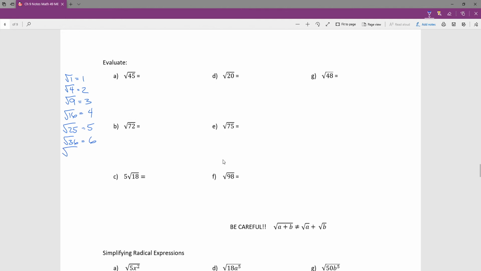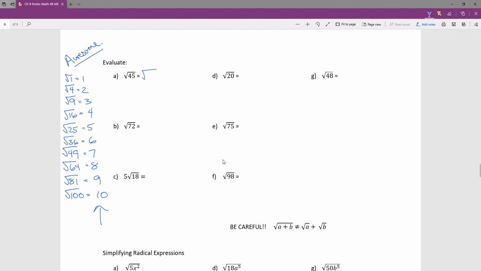I'll keep going. What am I at? Square root of 49 is 7. Square root of 64 is 8. Square root of 81 is 9. And the square root of 100 is 10. Anything more, maybe we could use our calculator. So this is my list of awesome. If any of these numbers are factors of numbers underneath the radical sign, we can break them up in a way to simplify these radical expressions.